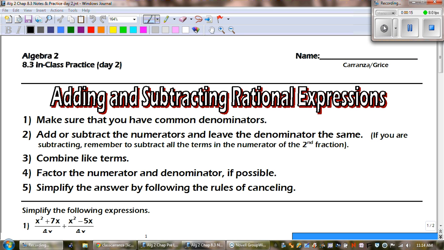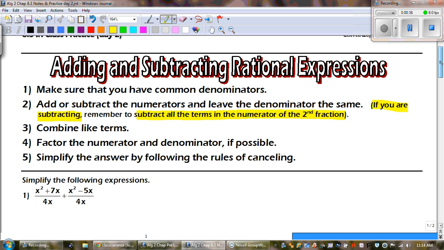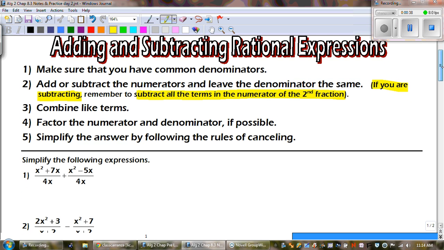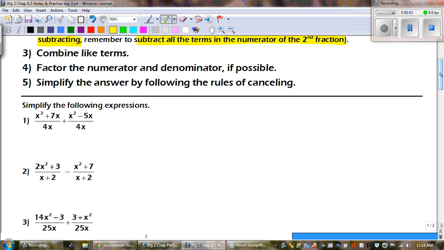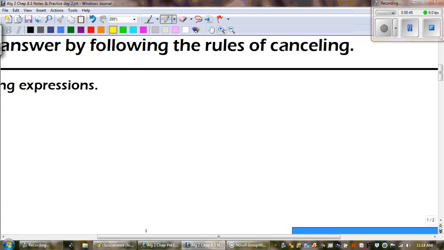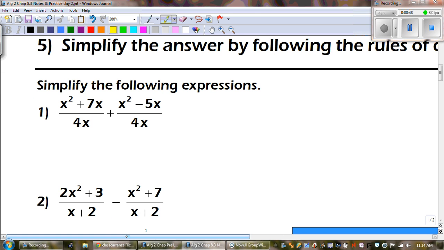So, when we're doing this, 1, we need to make sure that we have a common denominator. 2, we have to add or subtract the numbers and leave the denominator the same. And here's a little note. If you are subtracting, remember to subtract all the terms in the numerator of that second fraction. Combine like terms, factor the numerator and denominator if possible, and simplify the answer by following the rules of canceling. So let's go ahead and get started.